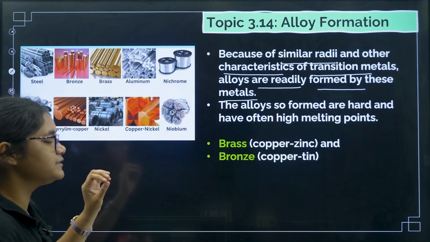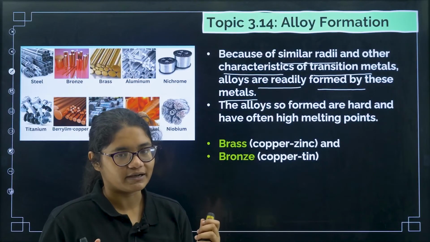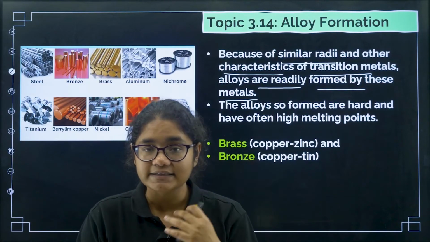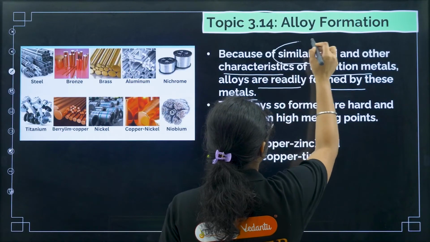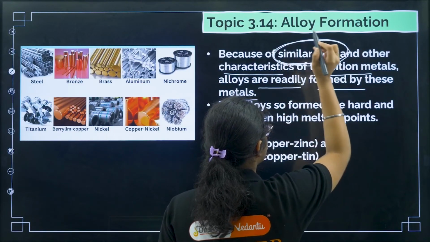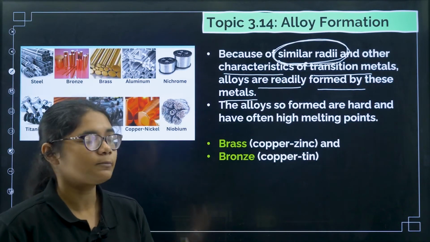Okay, these are the examples of alloys. Now, what is an alloy? Mixture of metals. Now, transition elements can easily form alloys. Why? The reason you have to remember is that because of similar radii. Okay, because of their similar radii, they can easily mix with each other and they can form alloys.